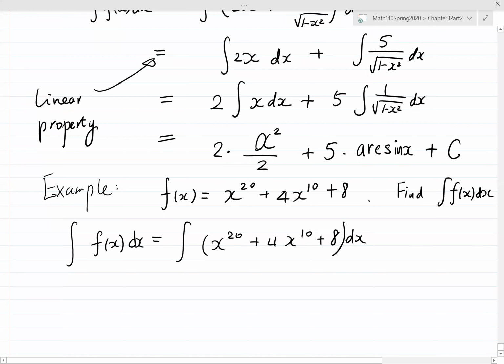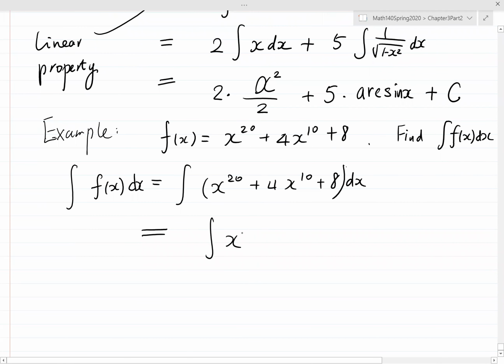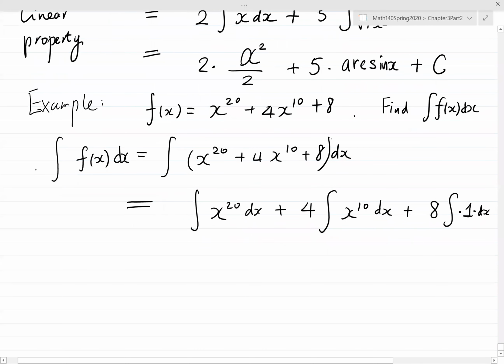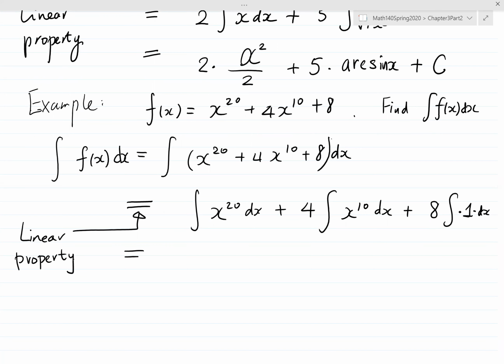Then we use the linear property. We can distribute. Now any constant you can factor out. This 8 you can also factor out, then you get a 1 multiplied by dx. So what we did is use the linear property, exactly like what we did for the derivative.